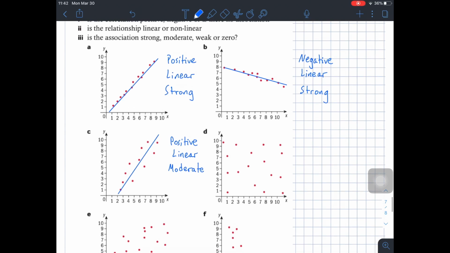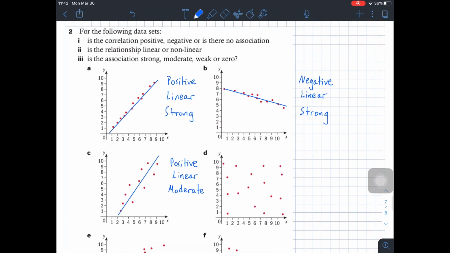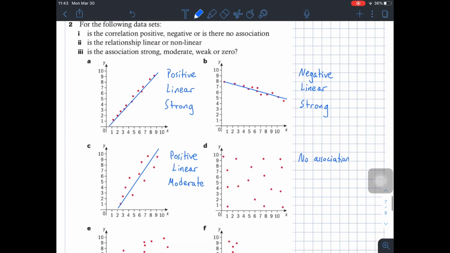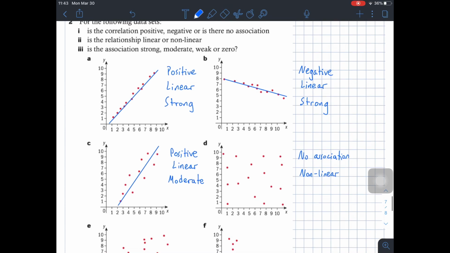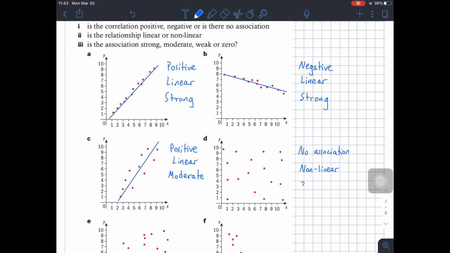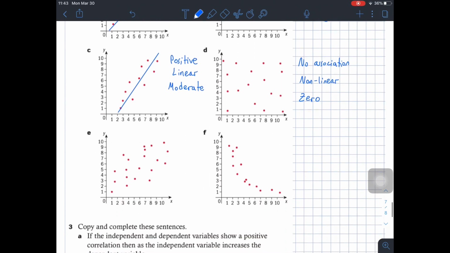Then in this case, this is obviously no correlation, right? So I would write no association. This is non-linear. It does not show any pattern. And is the association strong, moderate, weak, or 0? In this case, we would say it's 0. No correlation.